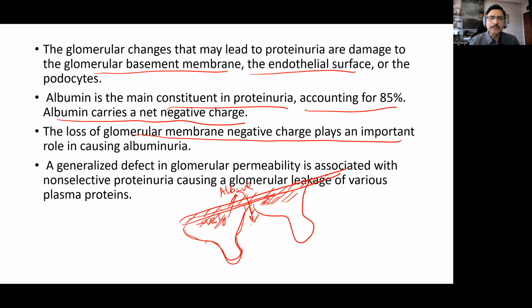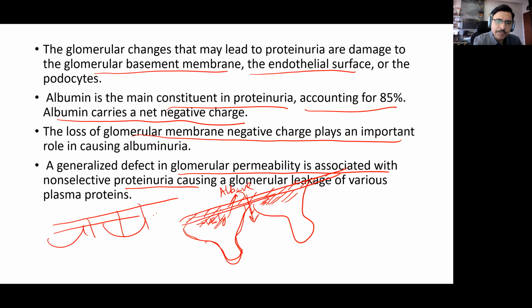Albumin has got a free access into the glomerular filtrate. A generalized glomerular permeability also can result in proteinuria. It can be due to the negative charge, or in general the membrane may be very defective, very leaky, and the cells are piled apart, and that can also produce proteinuria. One mechanism is net negative charges increased, and the second is a generalized leak.